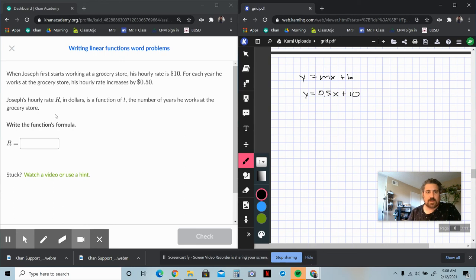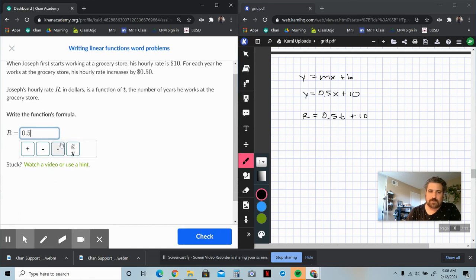Okay. And so then they want to change the letters a little bit. So they say Joseph's hourly rate R, so we want y to be R, is a function of time. So they want the x to be t. So now you've got your equation, right? So R is equal to 0.5t plus 10. Let me write that in, 0.5t plus 10. And that's going to be that.